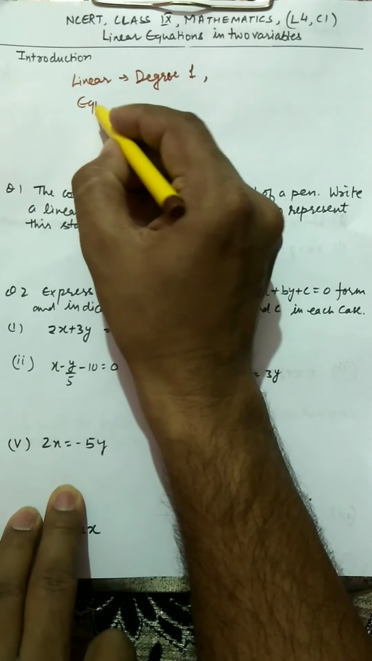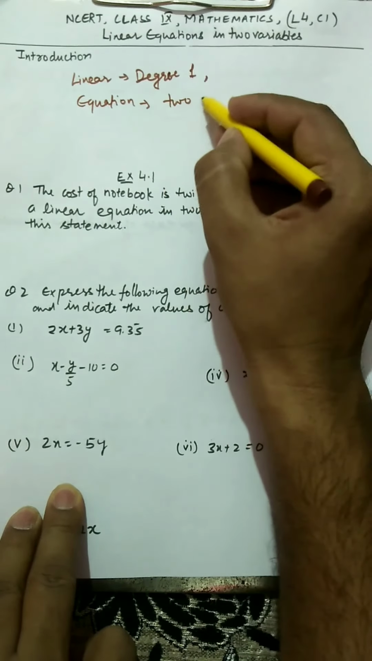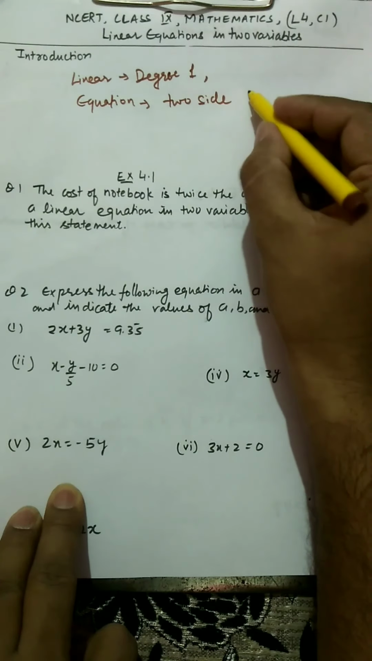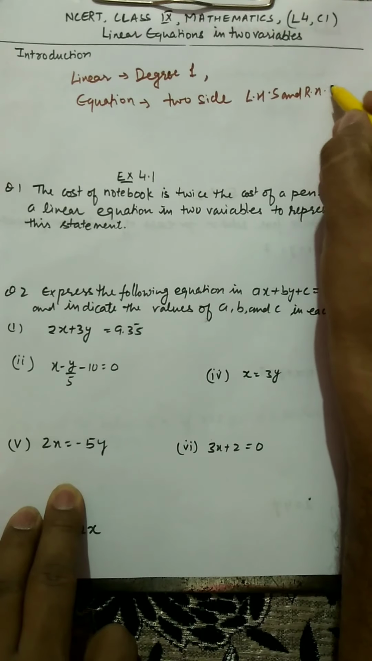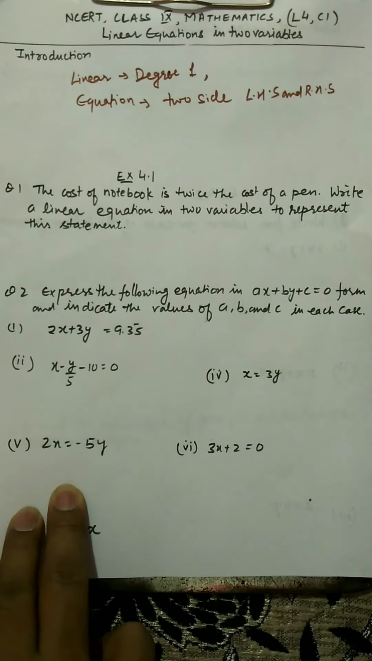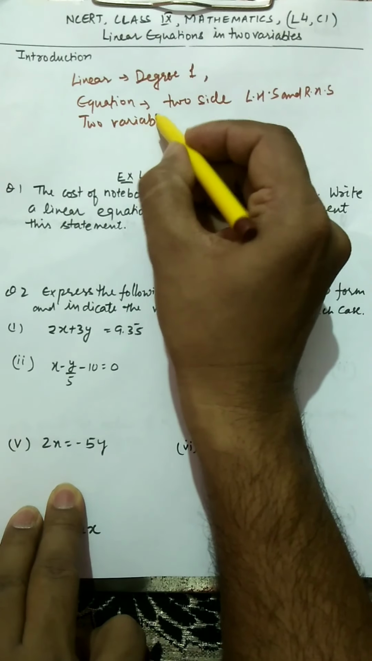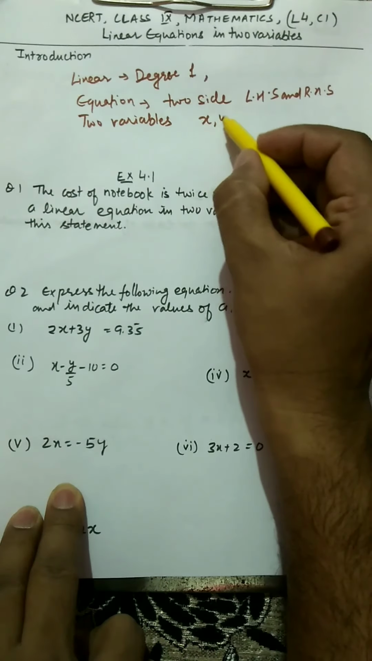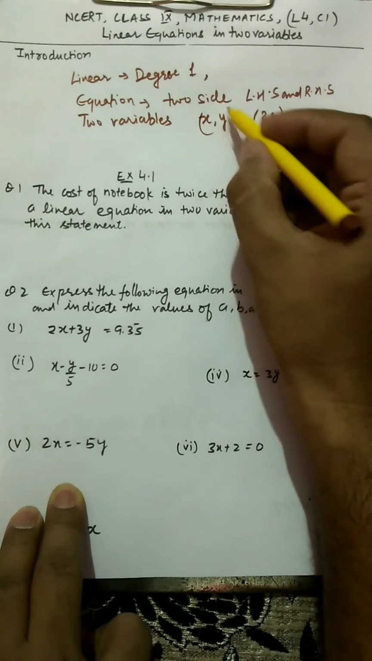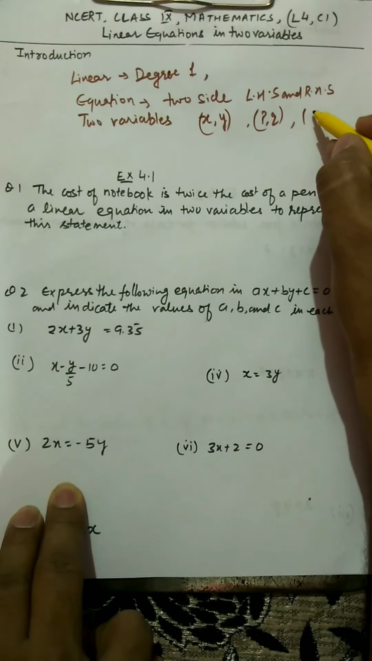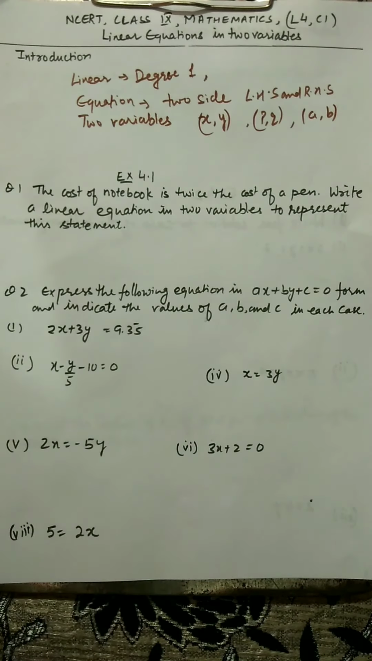So equation means two sides, LHS and RHS. Now, in two variables means x and y. You can say x and y, you can say p and q, you can say a comma b, or you can say any of the variables.